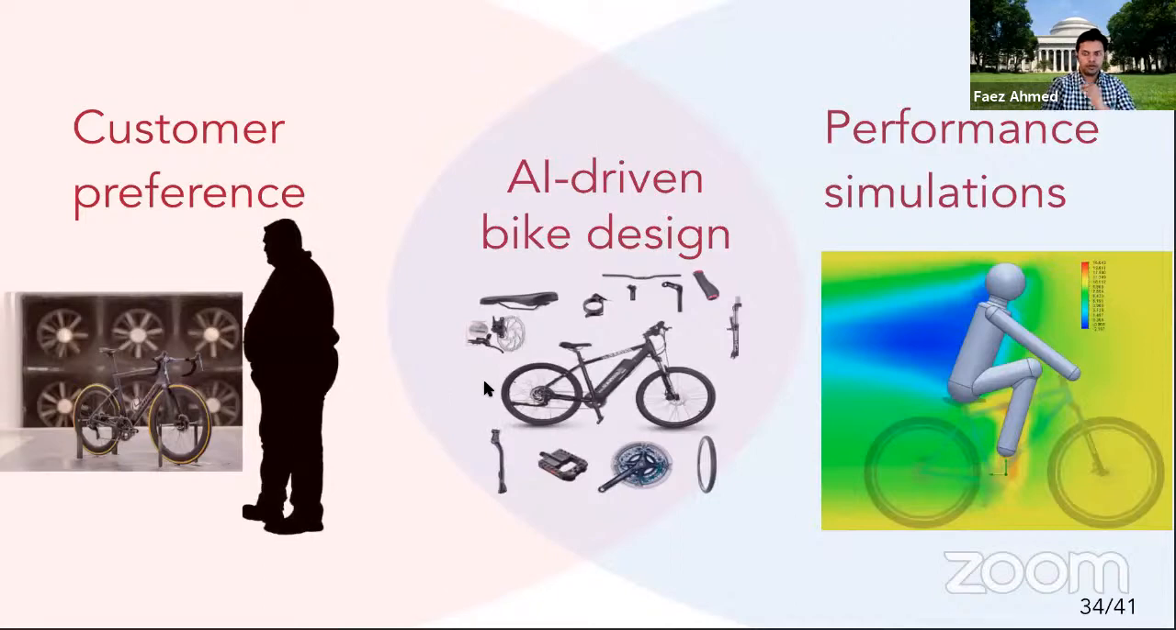So I talked more on the simulation side. I would also like to highlight the human side of things. I would like to show the example of a bicycle design problem, where you want to generate new bicycle designs, which obviously meet your performance simulations, that they should have low lift to drag ratio, structural performance, and so on. But they also meet customer preference, which is a question which my group is looking at right now.